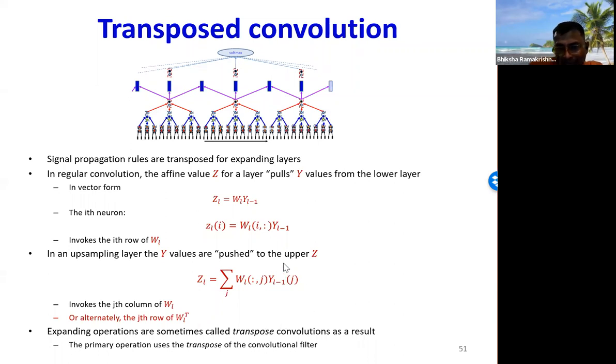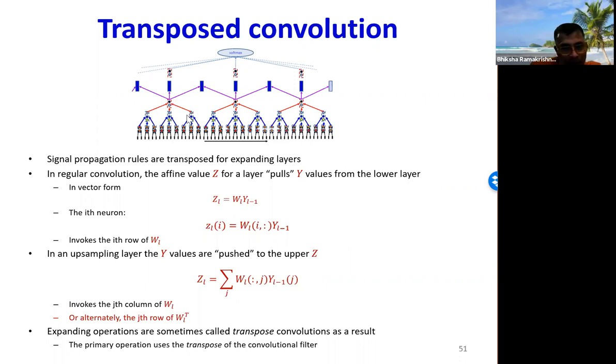Alternately stating, you can say that each lower layer entry is multiplied by one row of the transposed weights matrix, because it's multiplying one column of the weights matrix. Compare these two: it's i comma colon, this is colon comma j. So this one multiplies one column of the weights matrix and pushes it up, or alternately it multiplies one row of the transposed weights matrix and then pushes it up.